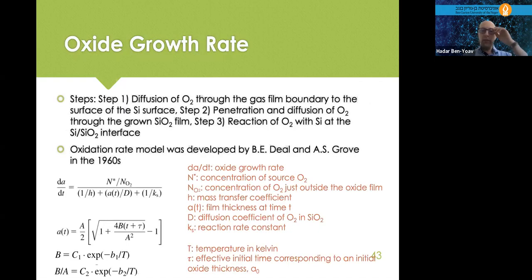Also here, there are models describing the oxidation rate, how fast the thickness of the oxide is growing. Very nicely done by Deal and Grove back in the 1960s. And here are the parameters. You can look into it and design your own process, how much time you need, and what concentration of oxidant you need in order to have a specific oxidation rate of your oxide.